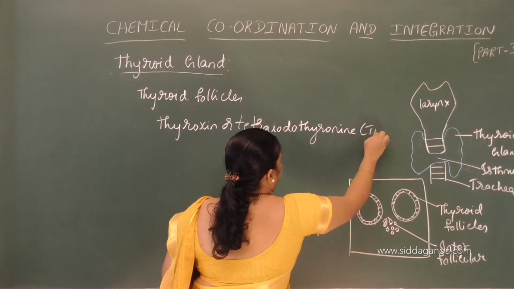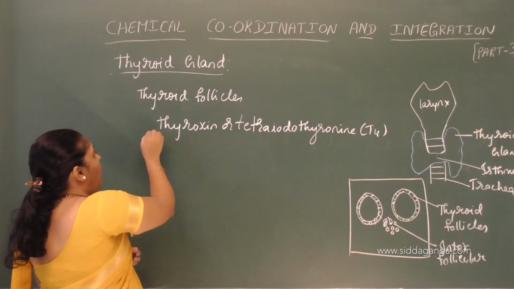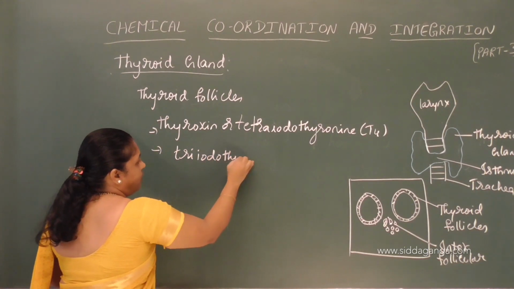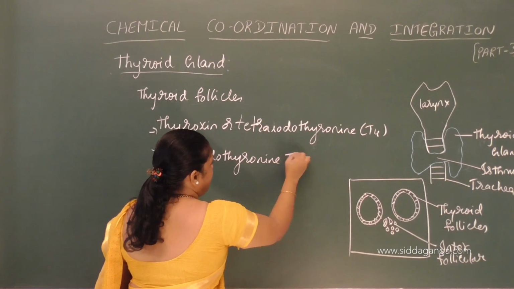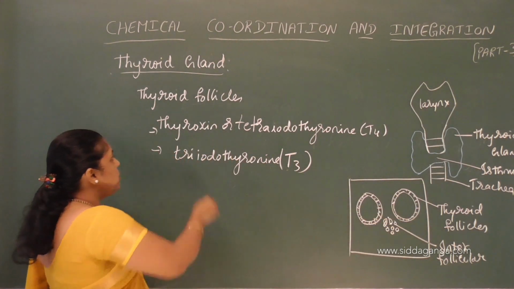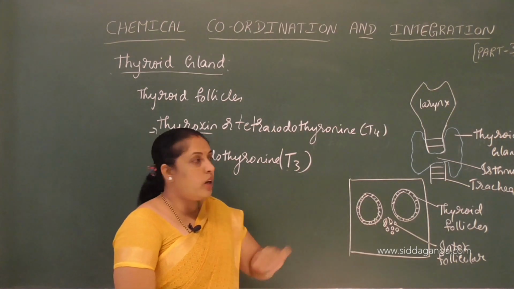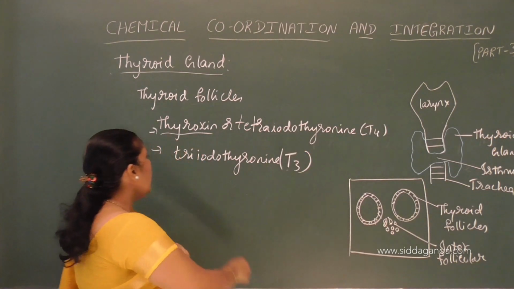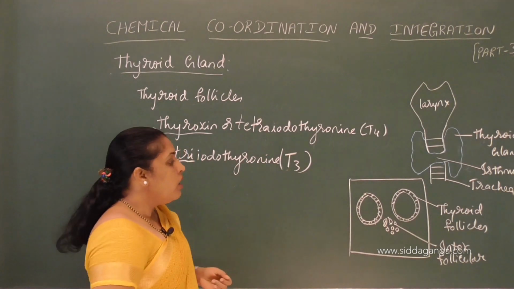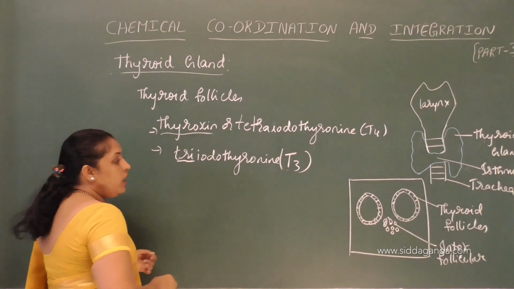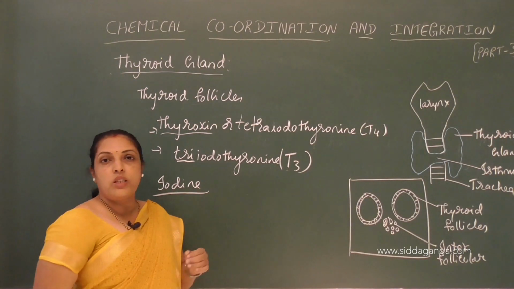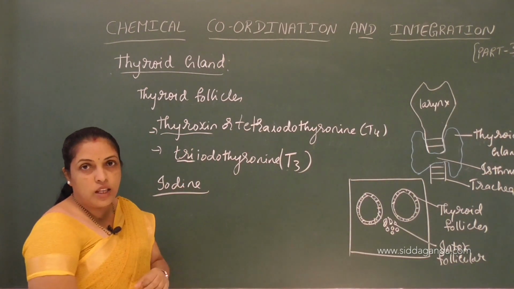tetraiodothyronine, T4, and it produces one more hormone, triiodothyronine, that is T3. Thyroxine or tetraiodothyronine contains 4 iodine atoms, and triiodothyronine contains 3 iodine atoms. For the production of these hormones, we need iodine. Iodine is very much essential in the synthesis of these hormones.